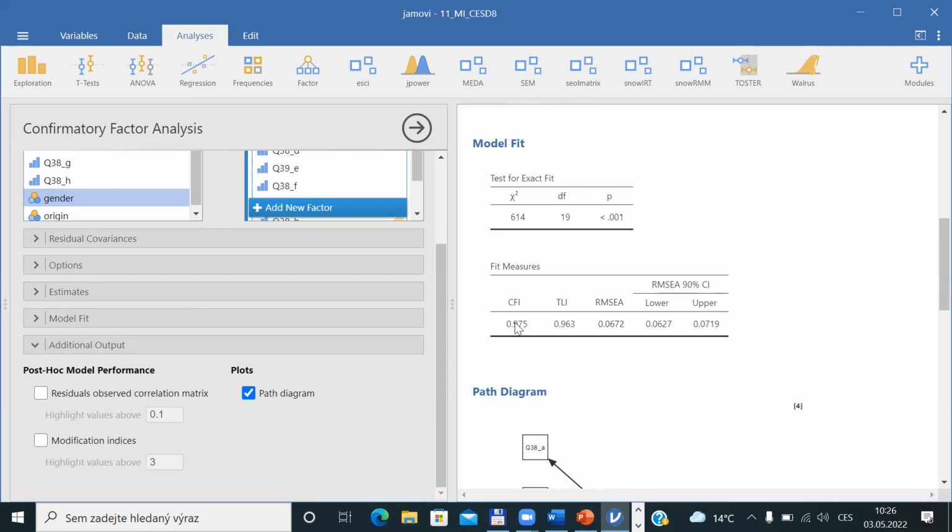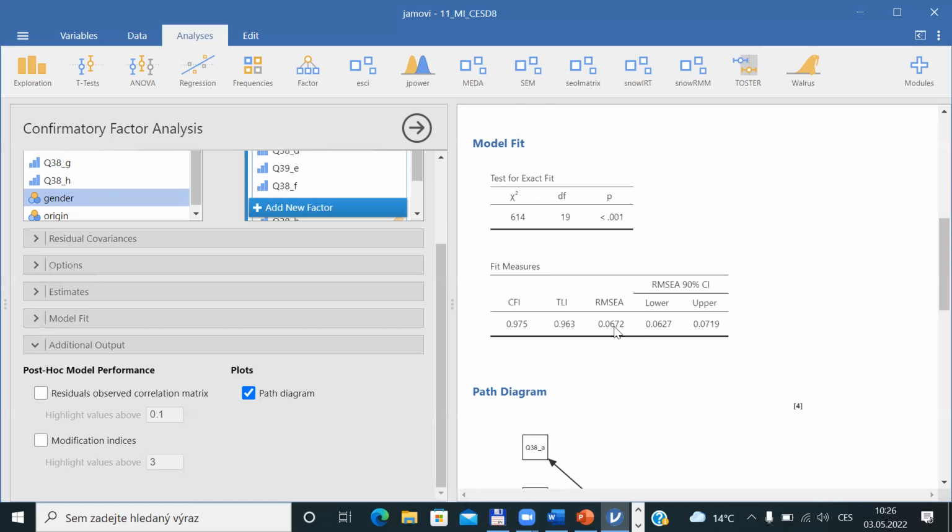So you can see CFI is quite nice, 0.975, TLI 0.963, RMSEA 0.07 approximately. So all of these criteria are quite nice. And for the next step, unfortunately, we would need once again to go into SEM description. We would need to prepare this model.